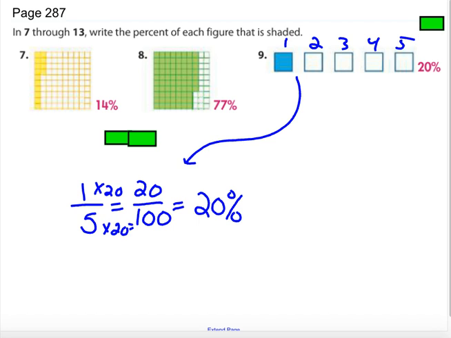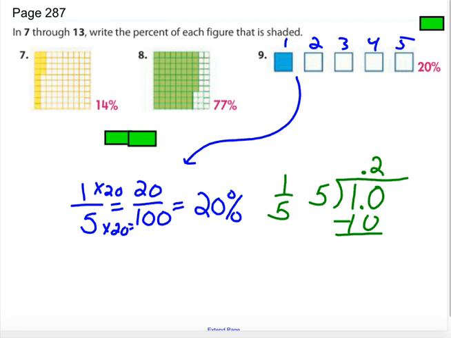But remember, you can also take 1/5, and that is a division expression, and divide 1 by 5. So you'd have to put in your decimal point, annex a 0. 5 will go into 10 2 times. 2 times 5 is 10. Subtract and you terminate. Now remember though that we need to make this based on hundredths, not just tenths. It has to be hundredths. So then we would move our decimal point over 2 places, turn it into the percent symbol, and we have 20%.